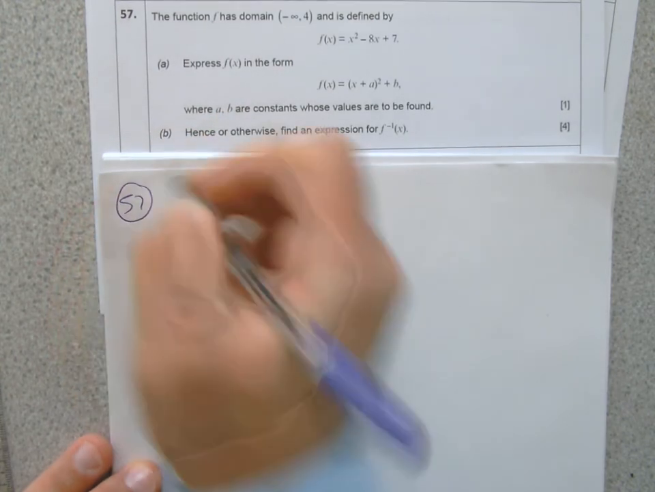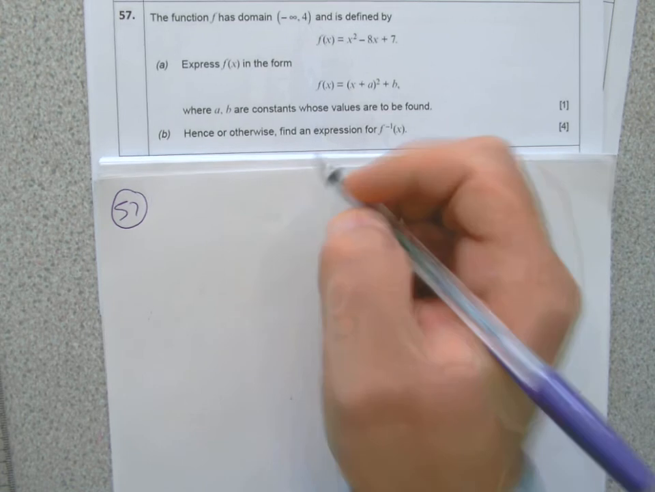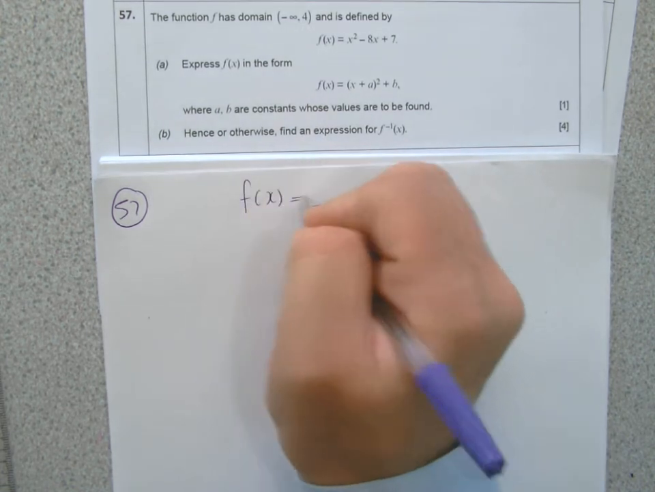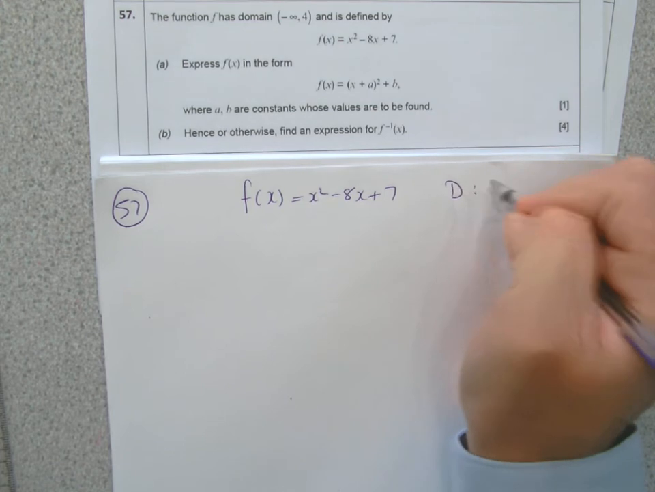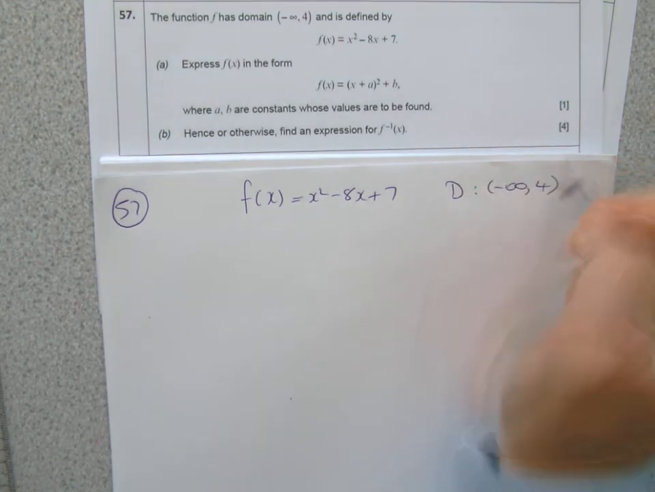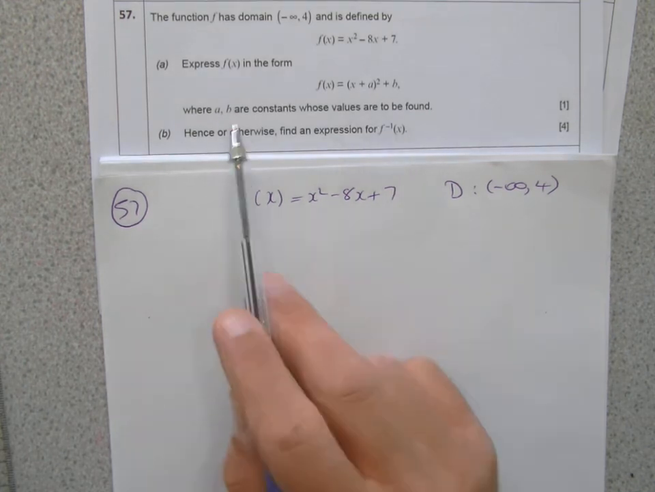Okay, question 57. We've got this here, right? A function is defined as f of x equals x squared minus 8x plus 7, and its domain is minus infinity to 4, not including 4. Express f of x in this form, where a and b are constants.